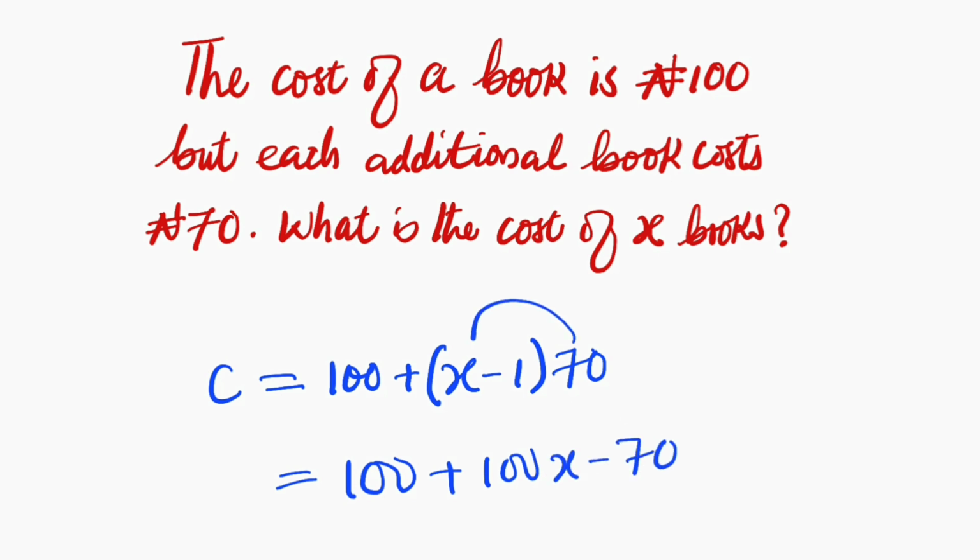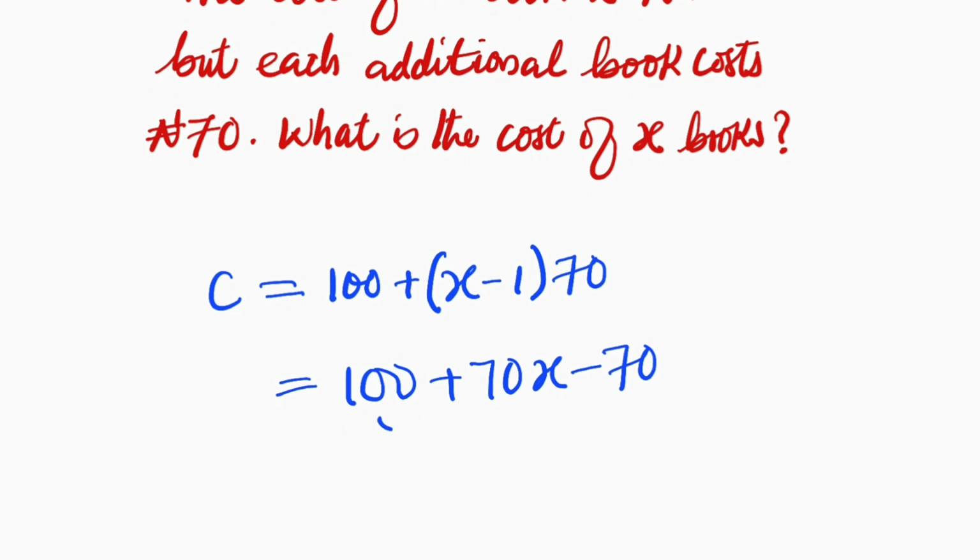70 times x is 70x. 70 times negative 1 is negative 70. So this is how it should be. So you see we have like terms here. Together you have 30. So this is 70x plus 30.